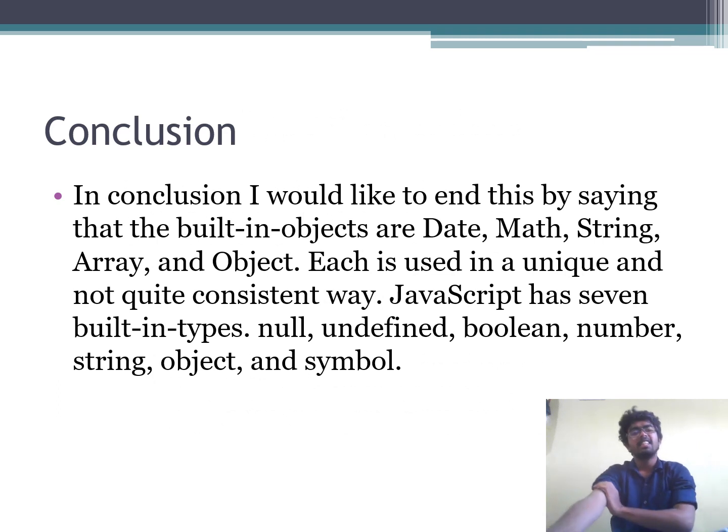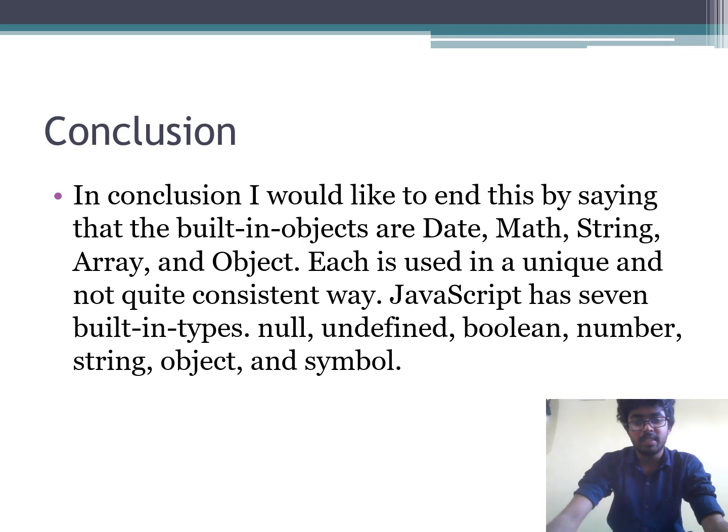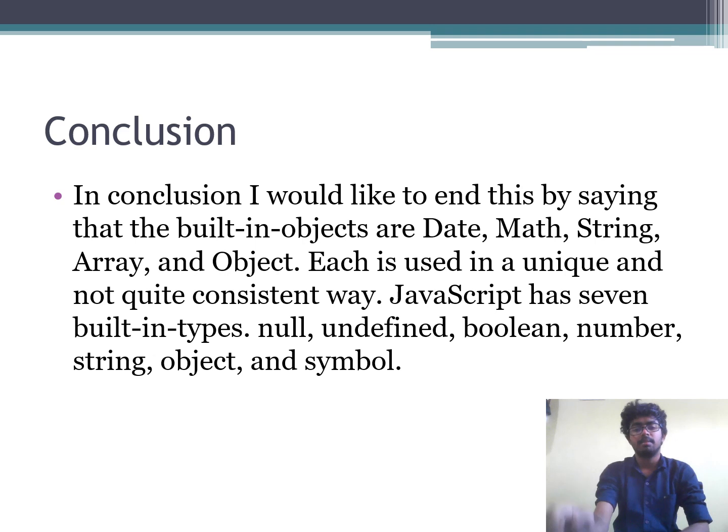Conclusion. In conclusion, I would like to end by saying that the built-in objects are Date, Math, String, Array, and Object. Each is used in a unique and not quite consistent way. JavaScript has seven built-in types: null, undefined, Boolean, number, string, object, and symbol.